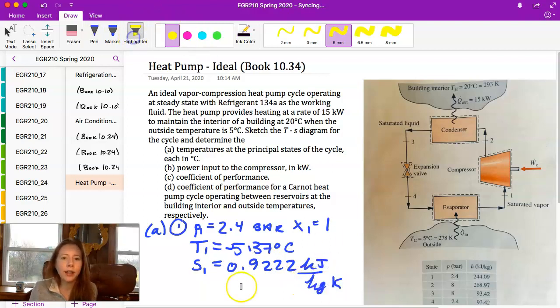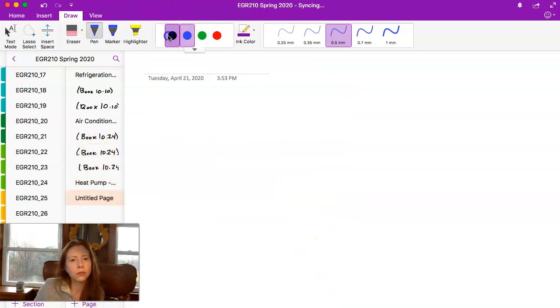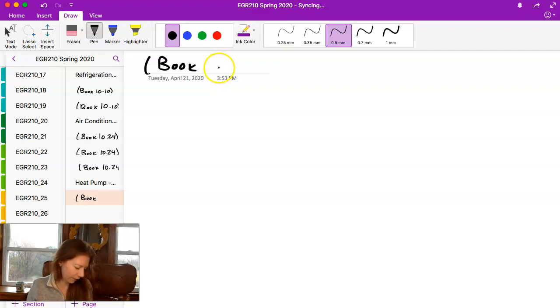So I'm just going to highlight our T1. All right, so let's keep going. I think this is 10.34. I don't even need this page. Yeah, 10.34.